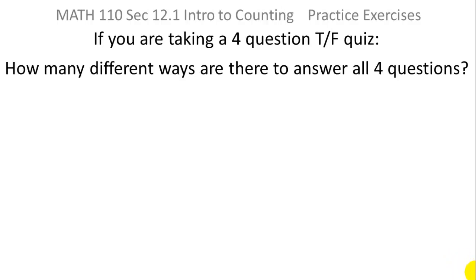If you're taking a 4-question true-false quiz, how many different ways are there to answer all 4 questions? This may sound familiar because we've dealt with this before. We did it with the tree diagram, I believe, but I want to do it with the fundamental counting principle here and also extend it and ask some more questions about it. So although this looks familiar, we're going to take it a little different route.